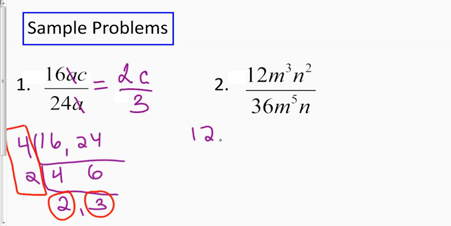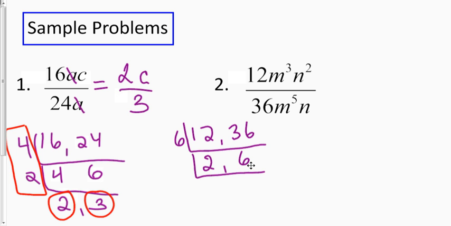If I look at my GCD for 12 and 36, right, I know 6 goes into 12 twice, goes into 36 6 times, and 2 goes into both of these 1 time here and 3 here. So remember, this is my simplified coefficients here, 1/3.